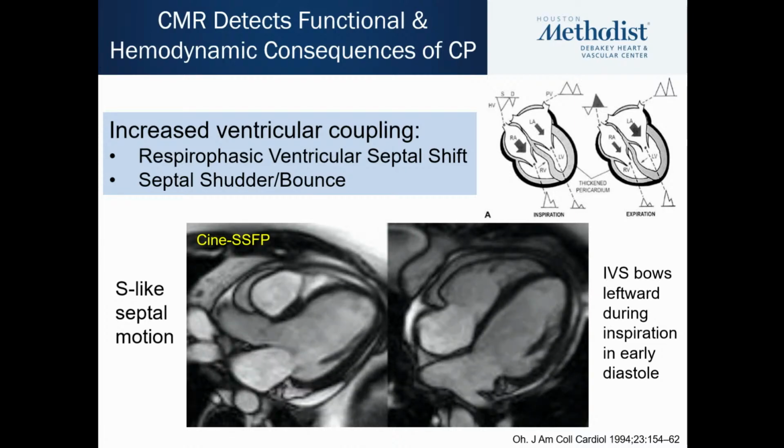We can also look for the hemodynamic consequences of constrictive pericarditis. Just as we had shown, one of the signs of ventricular coupling is the diastolic septal bounce. It goes by many different names: septal shudder, septal bounce, an S-shaped septum. All of those tell you the same thing, that they have this very characteristic appearance of the septum that you can appreciate on the screen. And it implies that one ventricle is filling at the expense of the other ventricle because it's surrounded by a non-compliant sac.